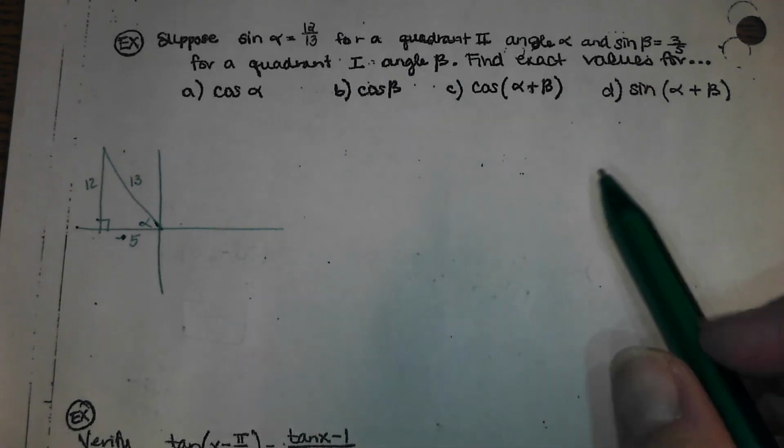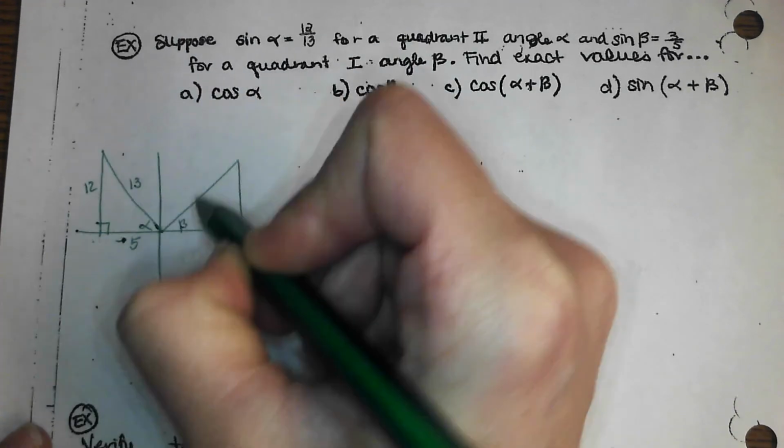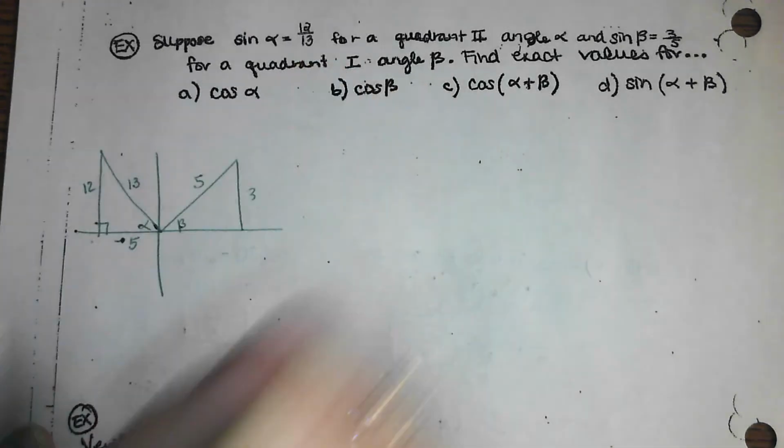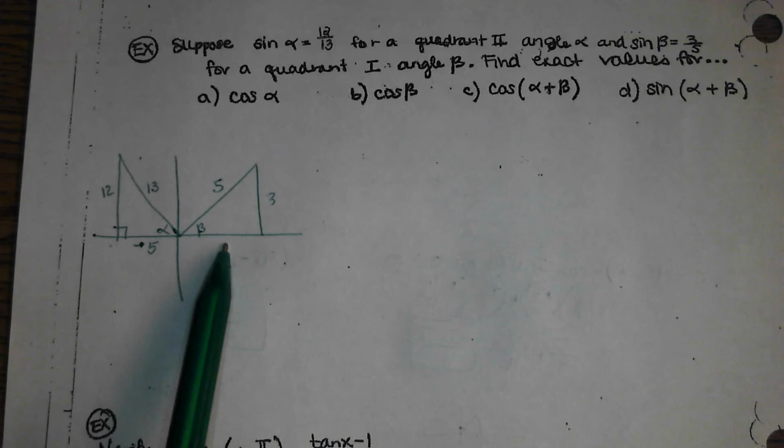Your beta is a first quadrant angle, and the sine of it, which is opposite over hypotenuse again, is 3 over 5. So what's this? 4, good.